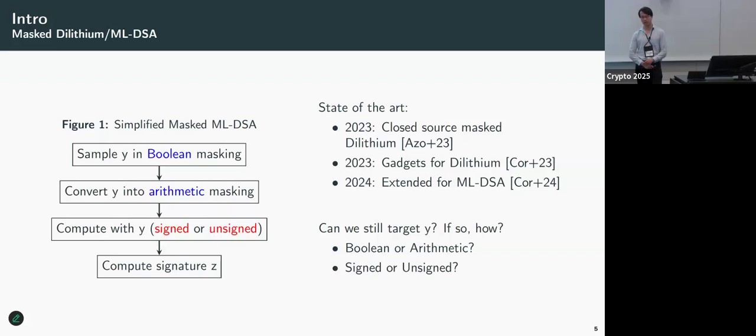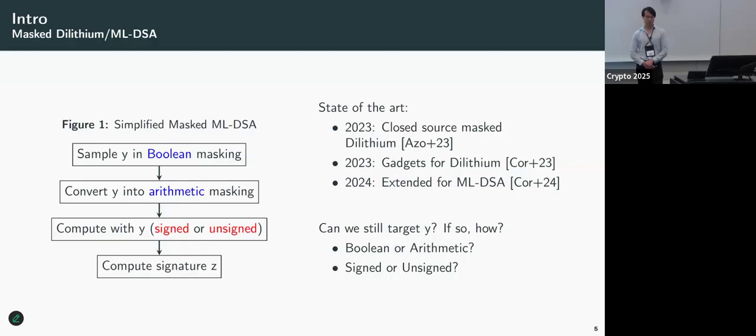What they do first can be seen in figure one. They will first sample coefficients in polynomial y in Boolean masking. This is convenient because the coefficients of y follow a uniform distribution. After you sample the coefficients in Boolean masking, you convert them to arithmetic masking, and from then on never go back to Boolean masking. And then you will use masked y for various computations, sometimes in signed representation, sometimes in unsigned representation, depending on whichever is more convenient. Finally, output the signature z.